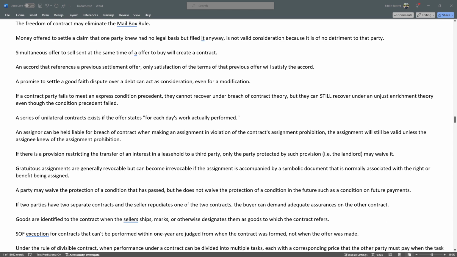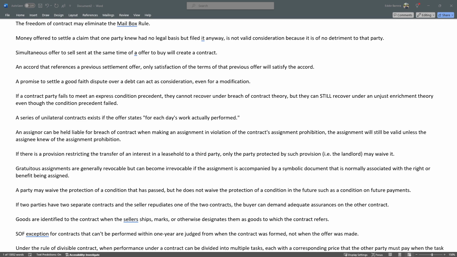Money offered to settle a claim that one party knew had no legal basis, but filed it anyway, is not valid consideration because it is of no detriment to that party. A simultaneous offer to sell sent at the same time as an offer to buy will create a contract. For an accord that references a previous settlement offer, only satisfaction of the terms of that previous offer will satisfy the accord. A promise to settle a good faith dispute over a debt can act as consideration, even for a modification.